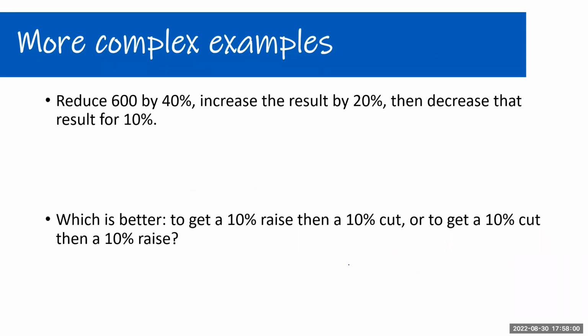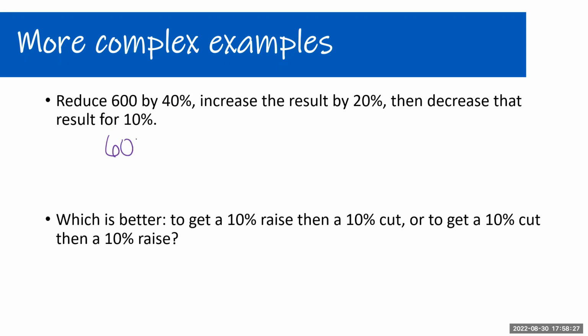Now let's look at another couple of examples. Let's say that we want to reduce 600 by 40%, then increase it by 20%, then decrease that by 10%. Okay. Now you could do this in a series of steps. I always encourage you to if that's what makes the most sense, but it also makes more room for error, right? So when we're doing these back-to-back-to-back things, we can do it all in one calculation, okay?